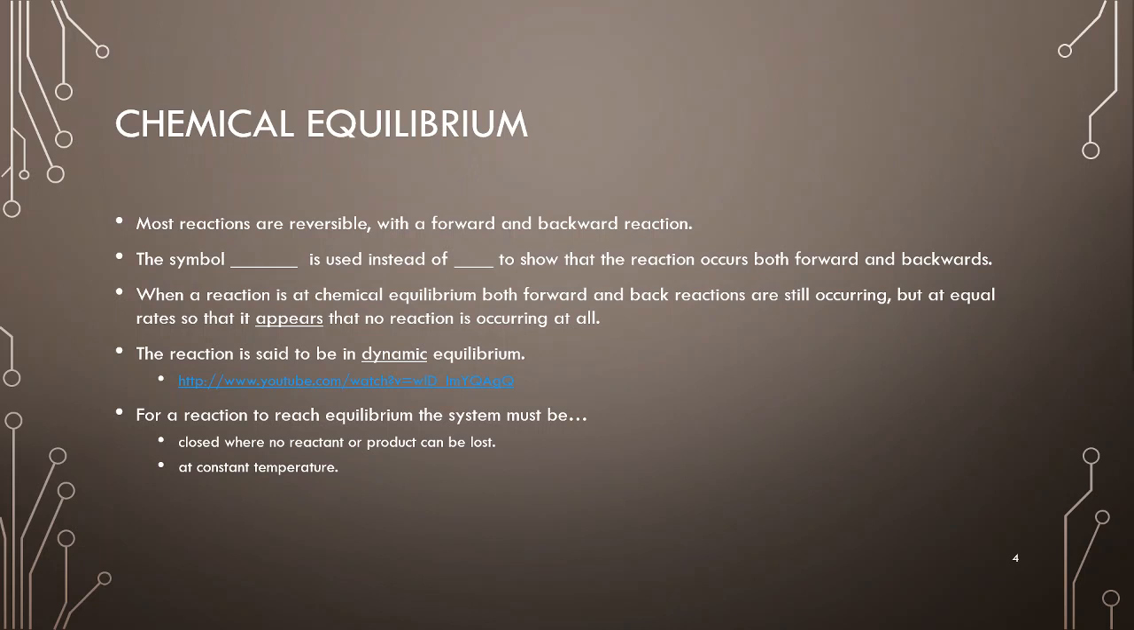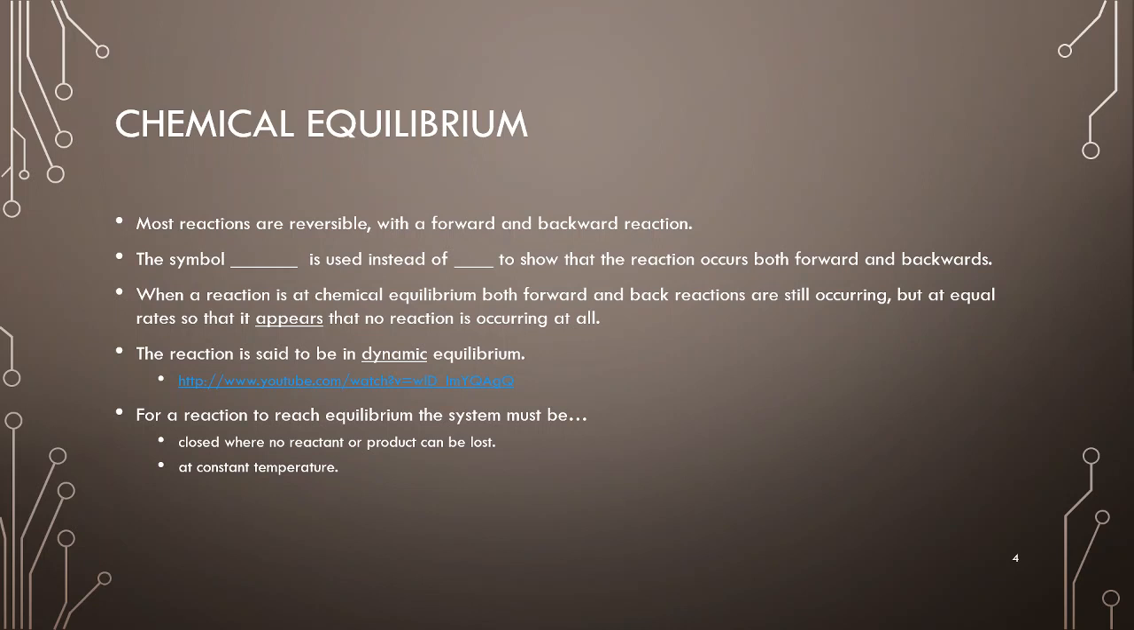What symbol is used to show that the reaction is reversible? Yep, double half arrows, okay? So draw that. The symbol of double two-way half arrows is used to show that it's happening both ways instead of just the one-way arrow that you are used to, okay? To show the reaction occurs both forward and backwards.